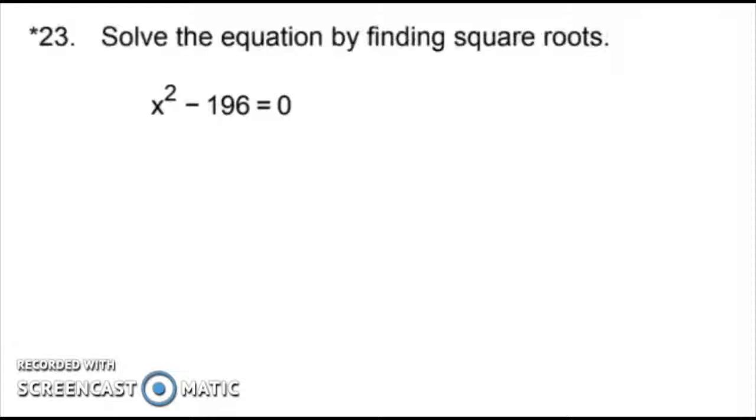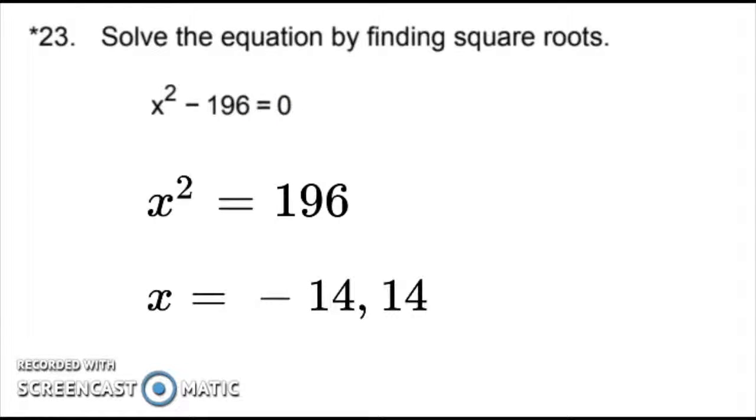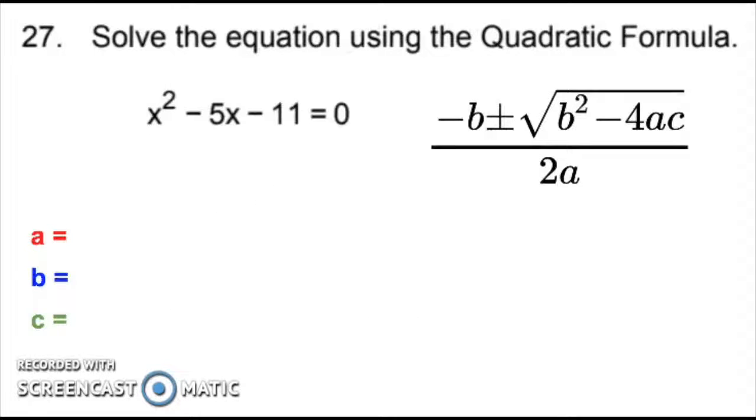Here to solve the equation by finding square roots, so I just add 196 to both sides, then I take the square root, which will be negative 14 and 14 for x, for number 23. Going down to 27, I need to use the quadratic formula.